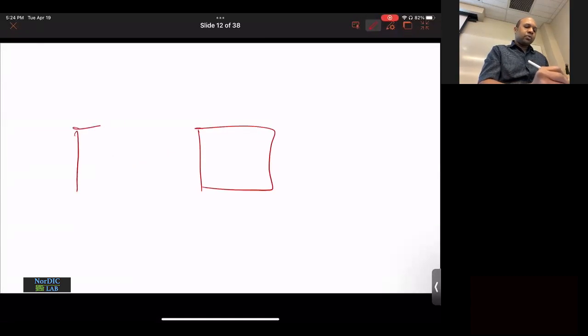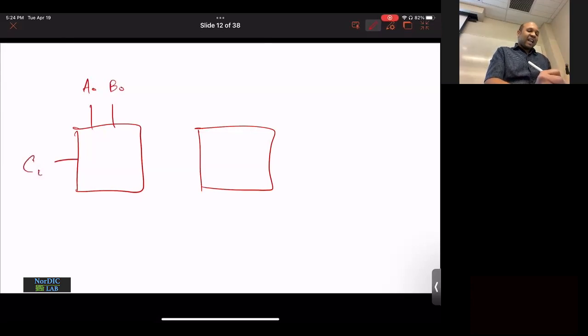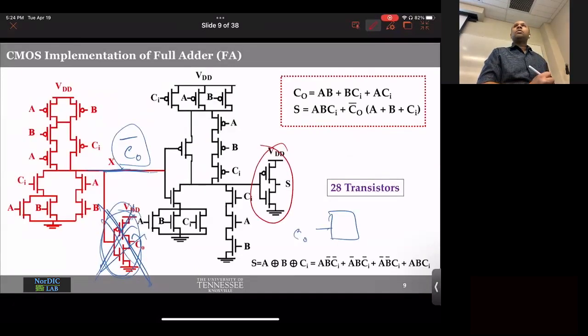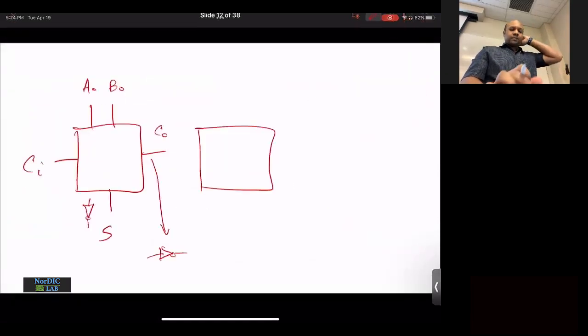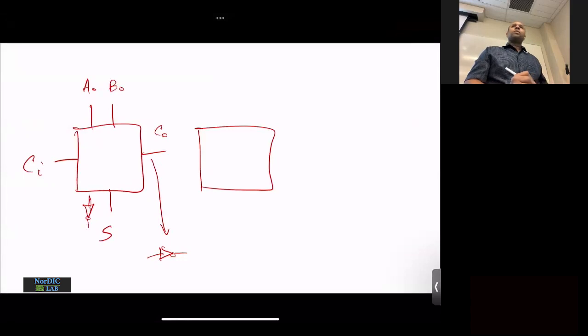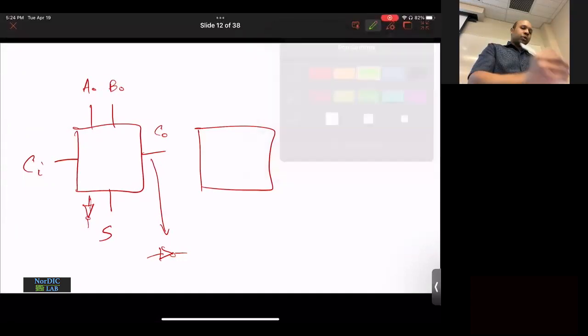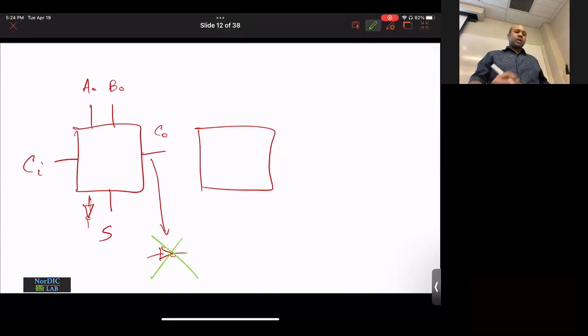Let me just draw with 2. Even I'm getting confused trying to explain this. Okay, see, carry in. Get ready for it. A, B, you have sum and carry out. Notice you have an inverter here, and you also had an inverter at the output. Don't forget that. Now, the moment you get rid of this inverter, you end up getting C0 bar.